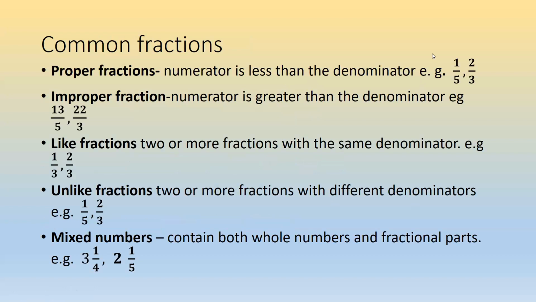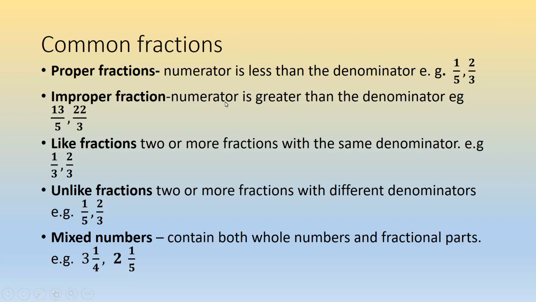we have the proper fractions, and the proper fraction has the numerator to be less than the denominator, and then the numerator is the number up here. That is the numerator, and the denominator is the number below. So the number below is the denominator, and with proper fractions, we have the denominator to be greater than the numerator. And then we also have improper fractions.